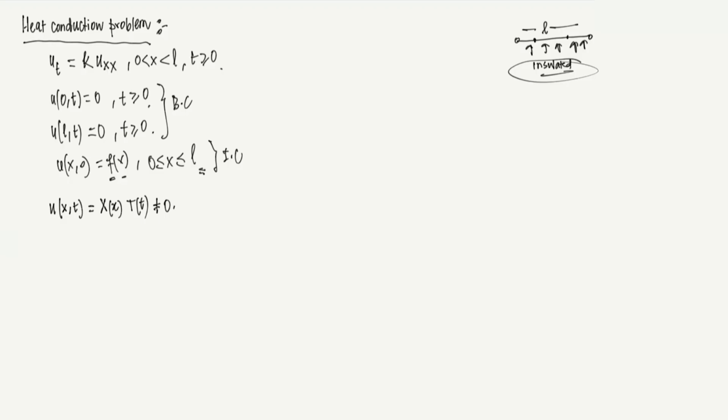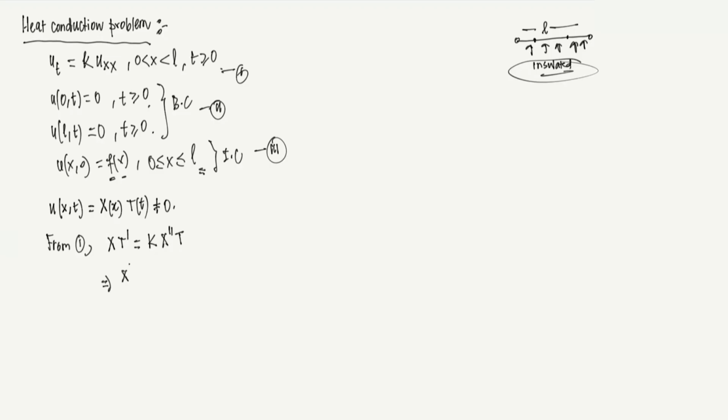Let's call the equation 1, the boundary conditions 2, and the initial condition 3. From 1, we have X T prime equals k X double prime T. Very simple: we just differentiate and put it in 1.